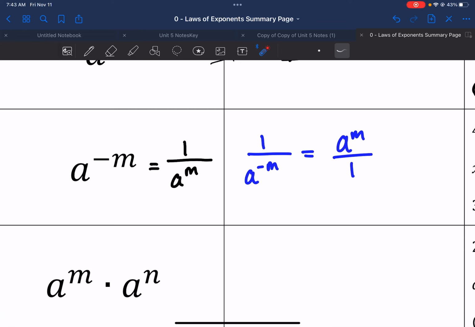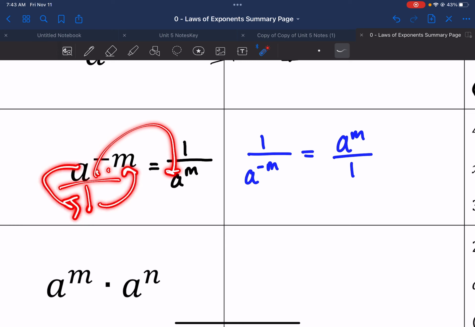Okay, the next row I want to talk about is anytime you have a base, any number or letter, that has a negative exponent. So what you do is you take its reciprocal, so it's a to the negative m, and you really just make it a fraction and you flip it. So then the one comes up top and this goes in the bottom.